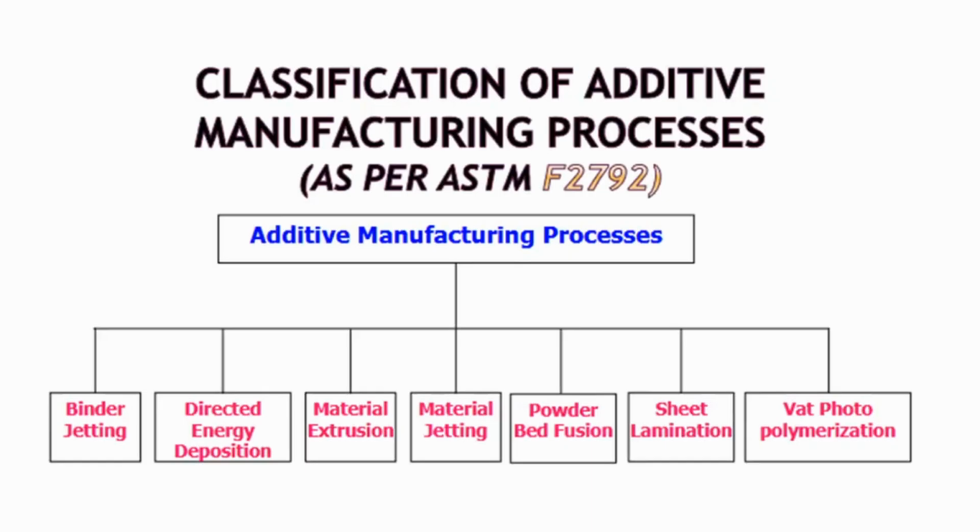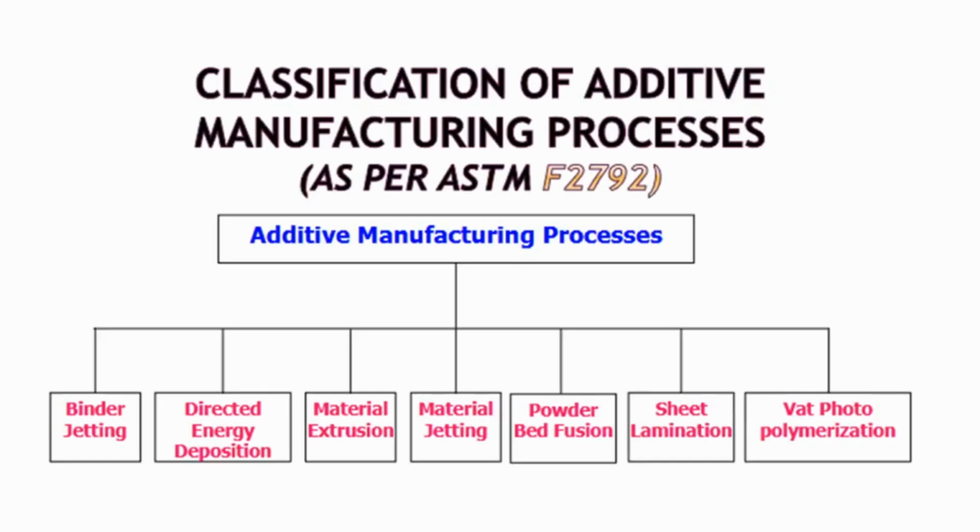And the next one is powder bed fusion. Powder bed fusion means selective laser sintering. That means a powder will be there on the bed, or on the platform, and with the help of a laser beam, that powder will be melted, solidified and bonded together. And sheet lamination means laminated object manufacturing.